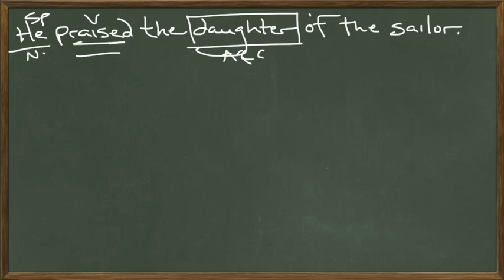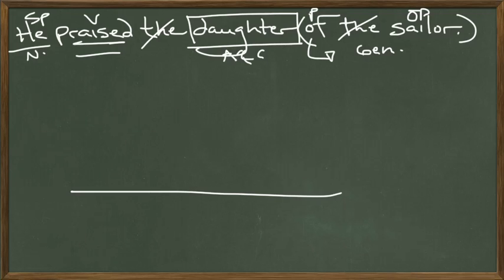He praised the daughter of, a preposition, of whom, sailor, object of the preposition, and this entire phrase goes into a parenthetical expression. It's a prepositional phrase, and it's in the genitive case. Remember, anytime you see the word of, there's a good chance that's going into the genitive case in Latin. The is an article adjective. There's another article adjective there. We're not going to translate those into Latin, so typically I just eliminate them.